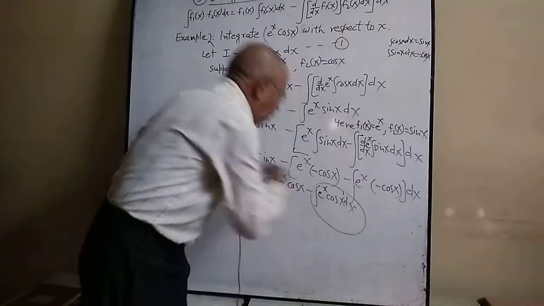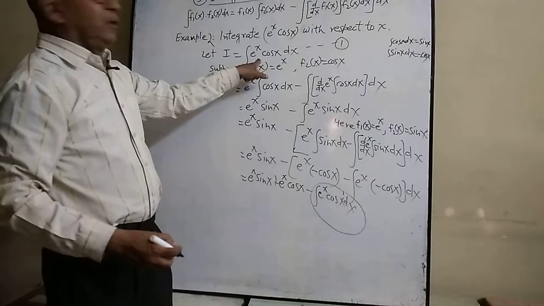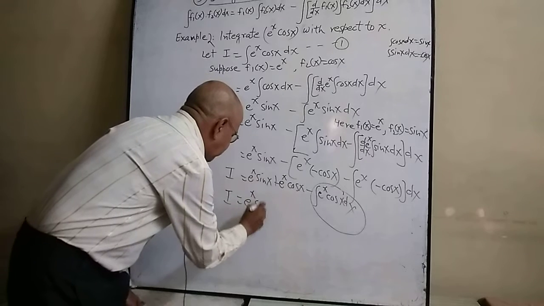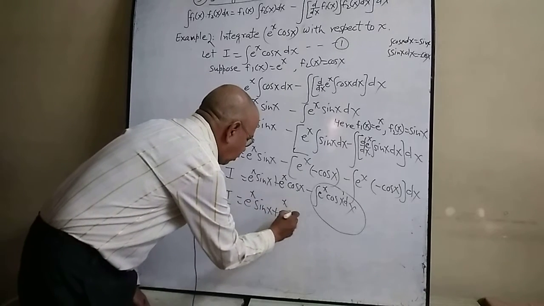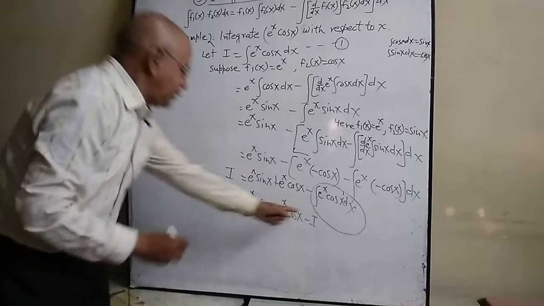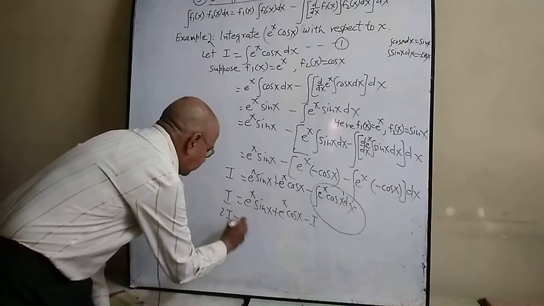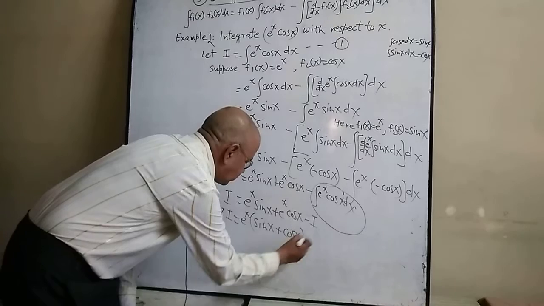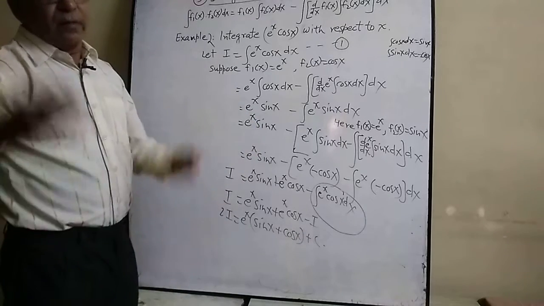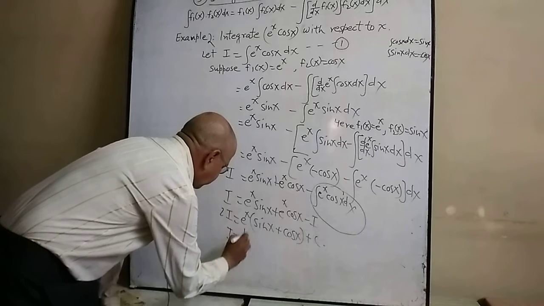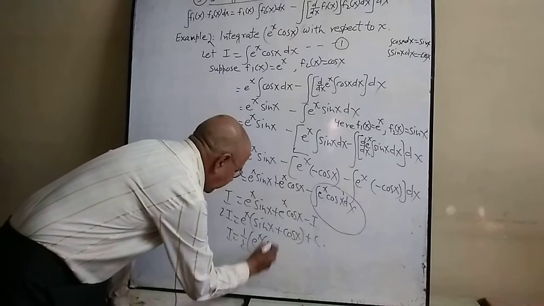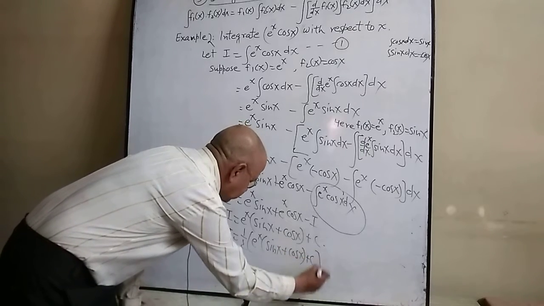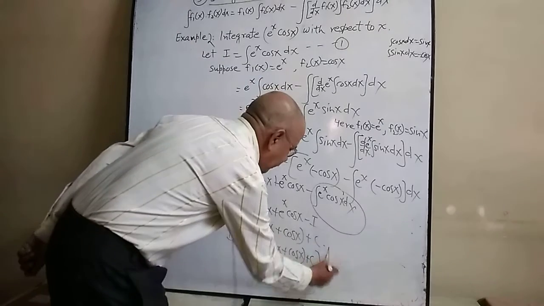This is nothing but this first equation, and therefore I is equal to e to the power x sin of x plus e to the power x cos of x minus I, and this I is coming here, so 2I is equal to e to the power x. In the bracket we can take sin x plus cos of x plus c, and if you wish you can proceed further, then I is equal to 1 by 2 e to the power x times sin of x plus cos of x plus c, the complete whole bracket, and this is my required answer.